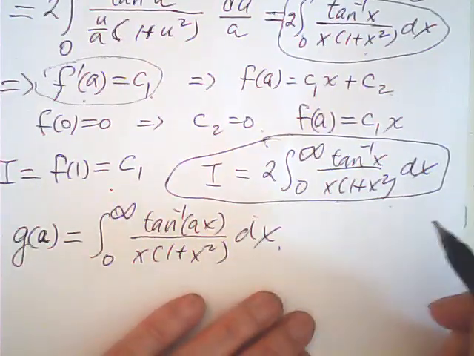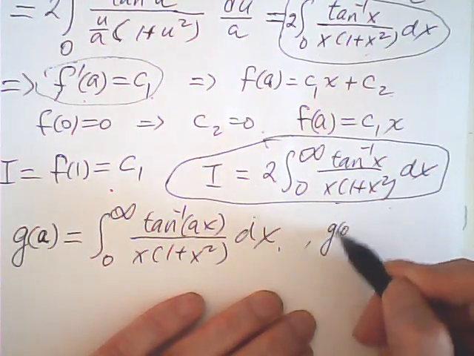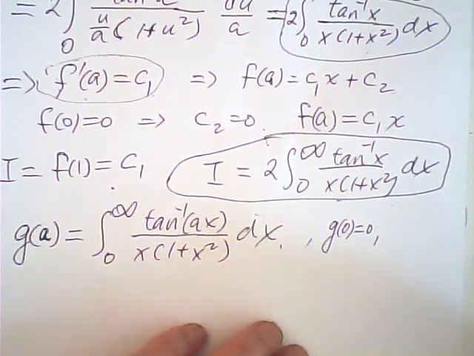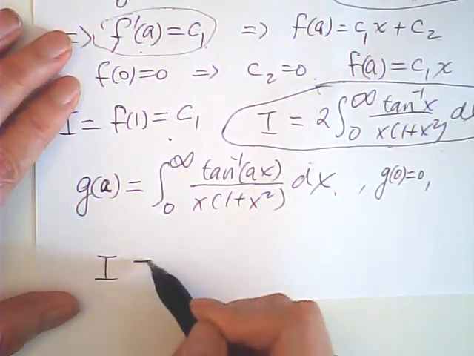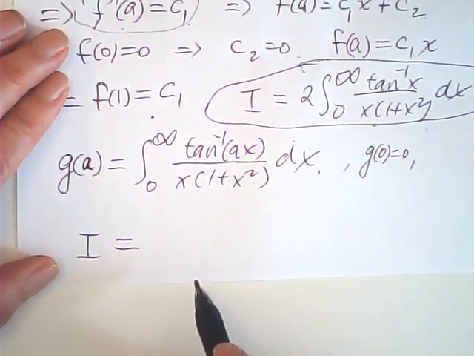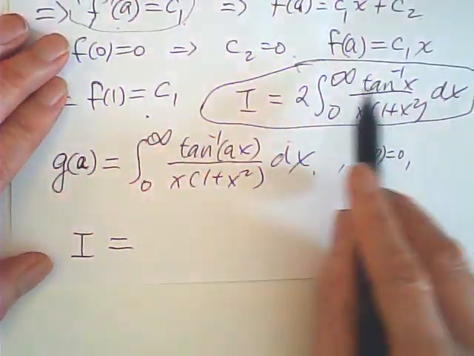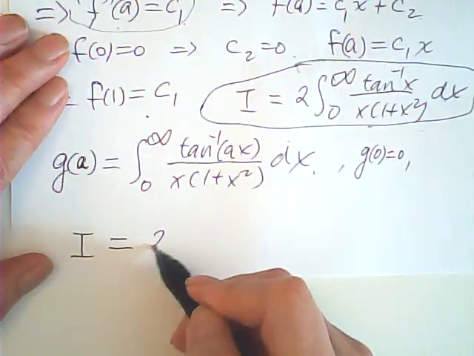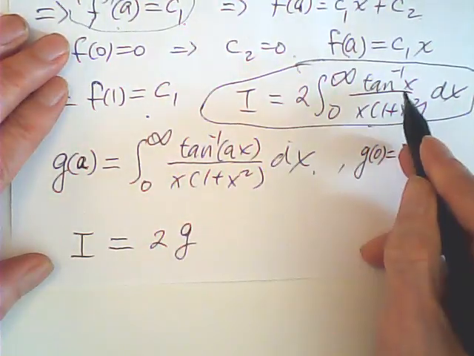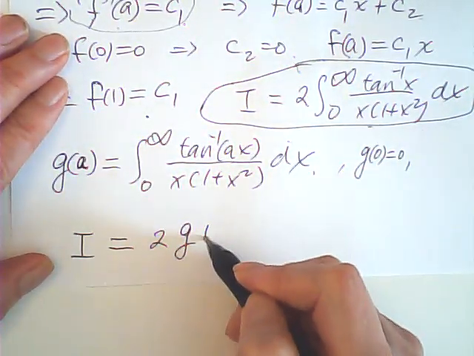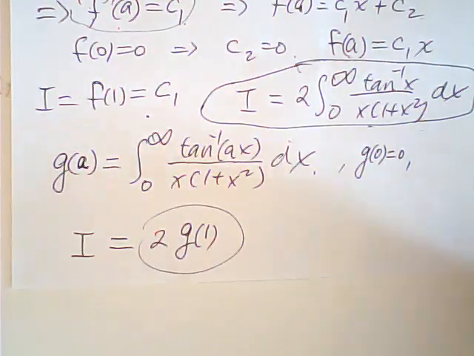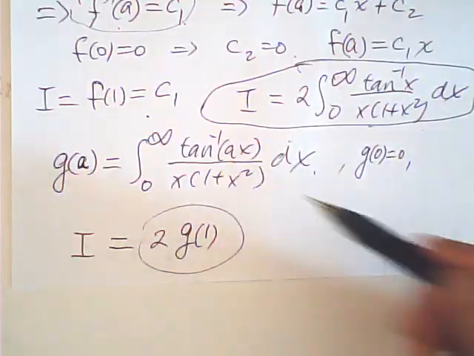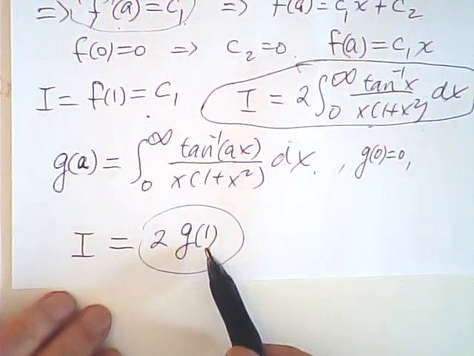Which means that g of 0 is 0, right? My target integral is twice of g of 1, yeah. Now this is big. This becomes my focus. What becomes my focus after focusing on g of 1.